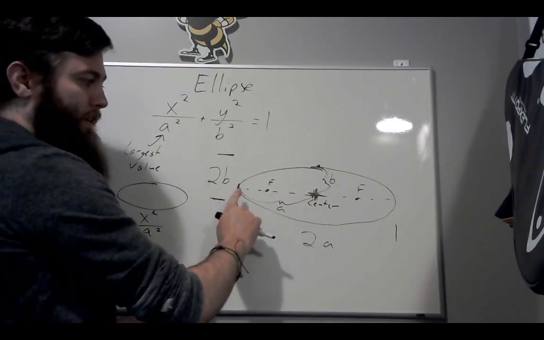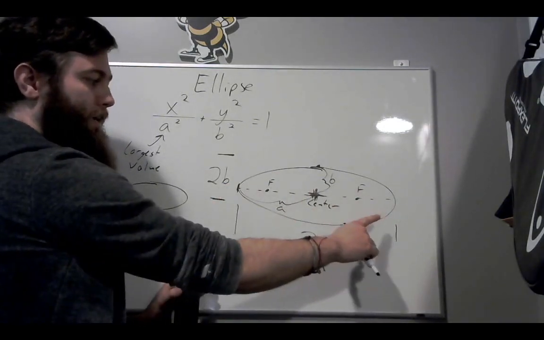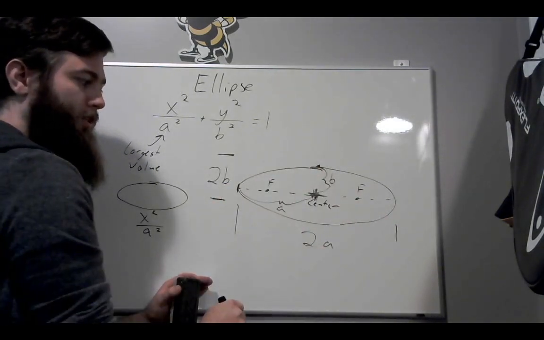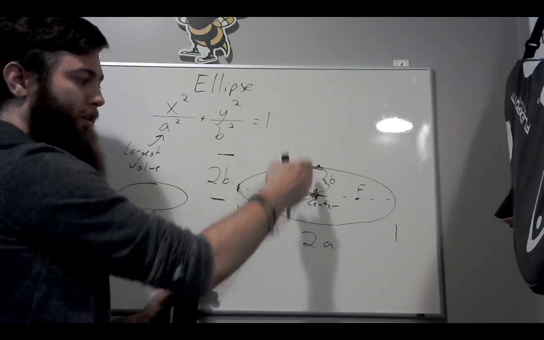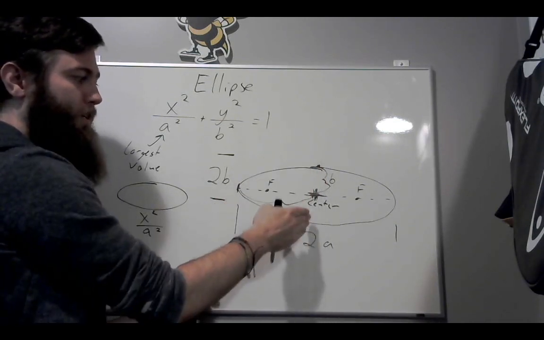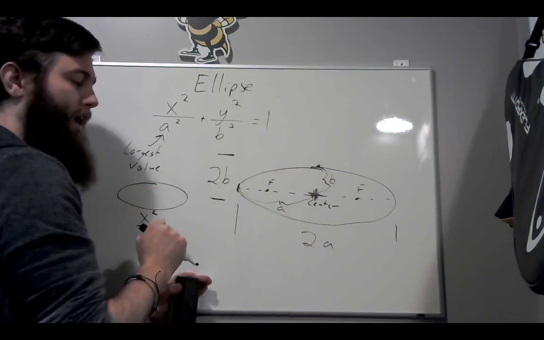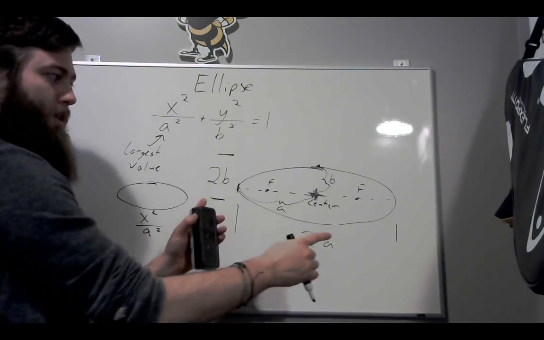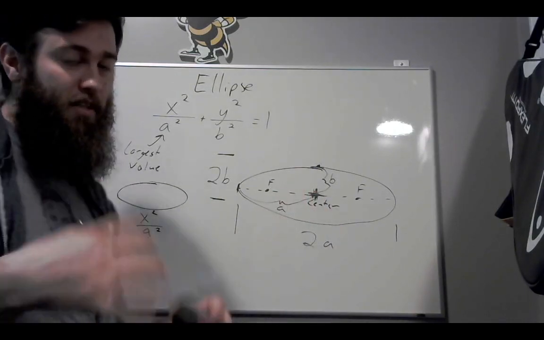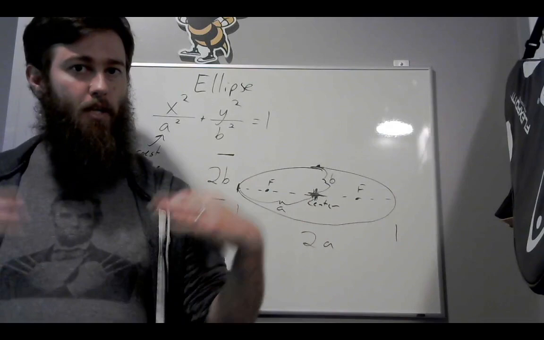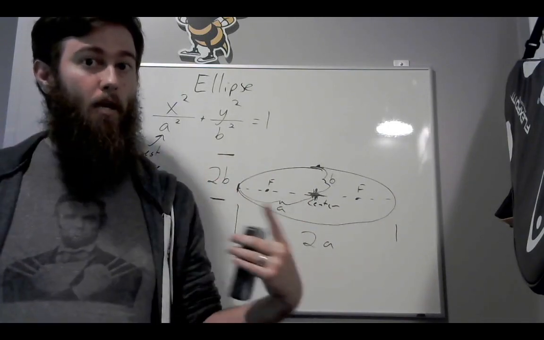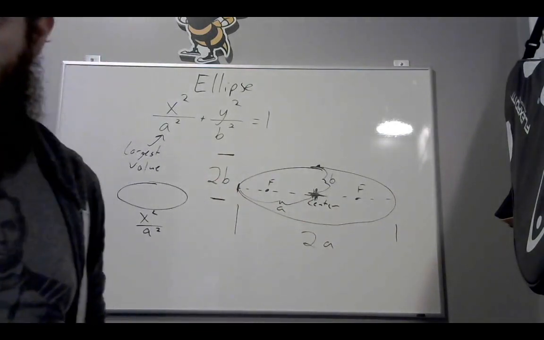Also, the total length is 2a, so if you cut it in half, that gives you your a. Same with your minor axis, the total length is 2b, so if you cut that in half, you will find your b value. Also, please note, to find the center is just the average of points, because you just need to find the middle, and average is the middle.